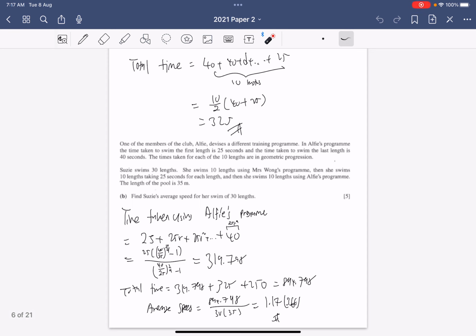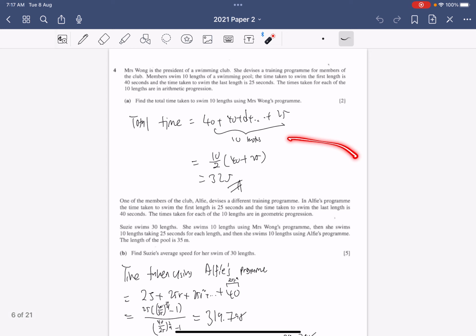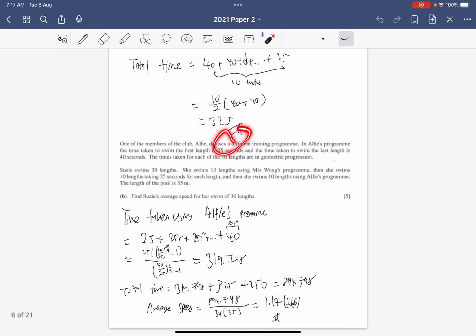Next, one of the members of the club devises another plan, where the first lap is 25 seconds and the last lap is 40 seconds. And now it is in geometric progression. So instead of going faster, this person goes slower, and the way it increases is in a geometric progression.